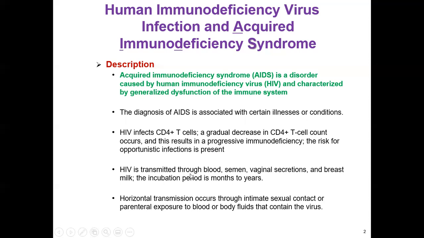And HIV transmission occurs through the blood, semen, vaginal secretion, and breast milk. The incubation period is months to years. Horizontal transmission occurs through intimate sexual contact or parenteral exposure to blood or body fluid containing the HIV.